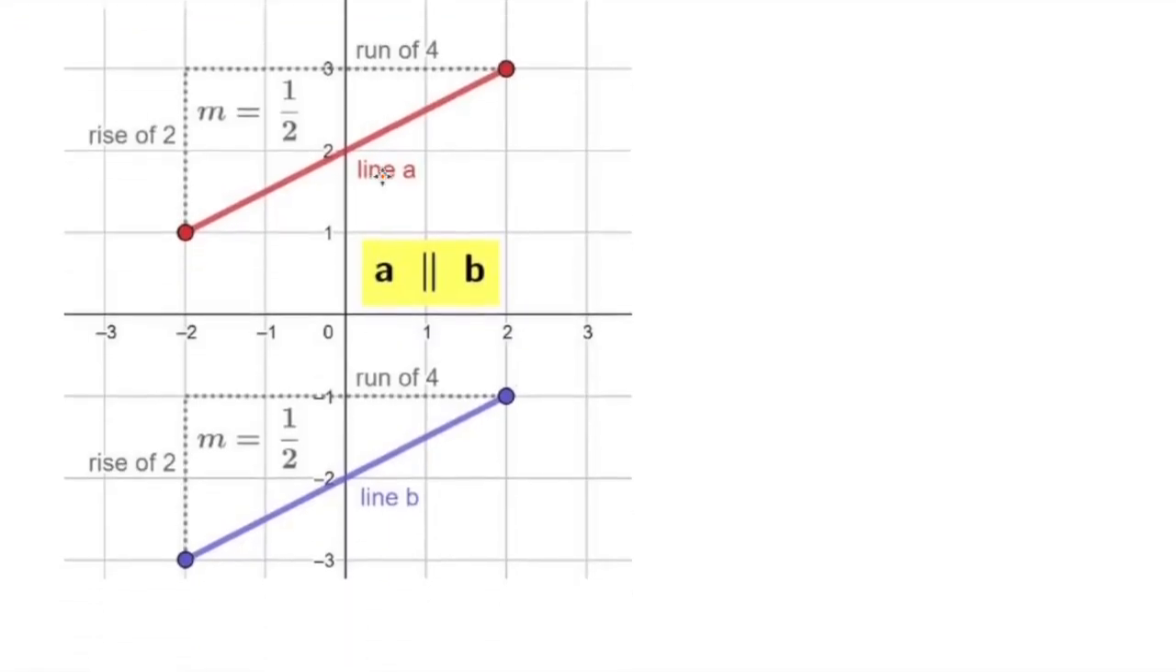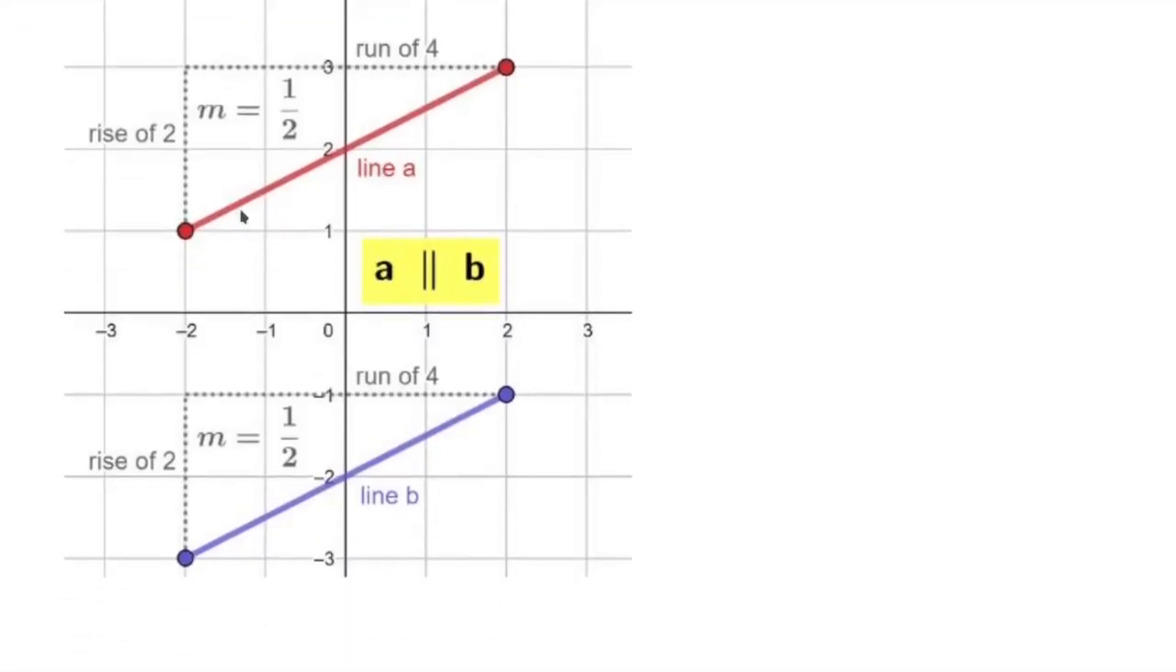Let's just look at this following illustration here. We have this red line here, and its gradient is 1 over 2. If you can recall well, gradient is rise over run. If the rise is 2 and the run is 4, the gradient is actually 2 on 4, which can be simplified to 1 over 2.